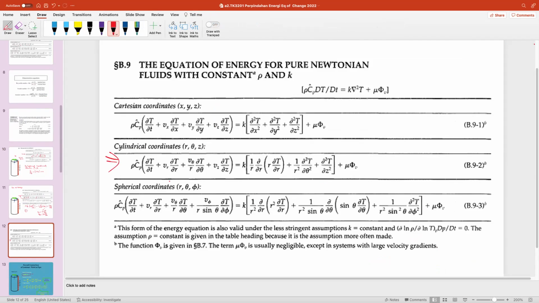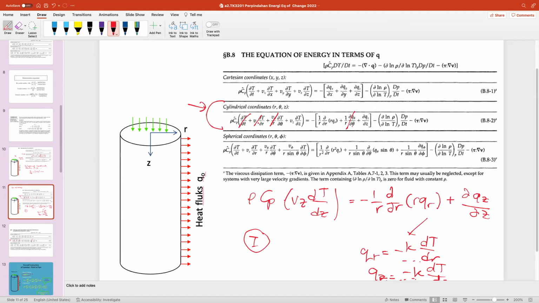Again, using cylindrical coordinates. This one, let's say steady, there's no v_r, no v_phi or v_theta, and then again we have v_z ∂T/∂z, and we have the function ∂T/∂r, and also ∂T/∂theta, which we don't have. So especially this one, and also that one is the same.